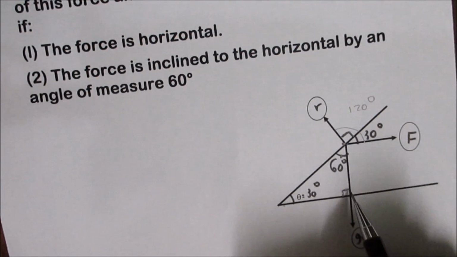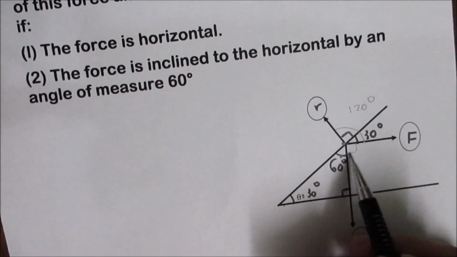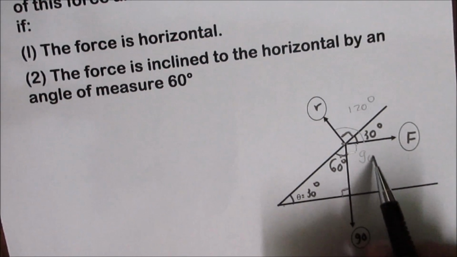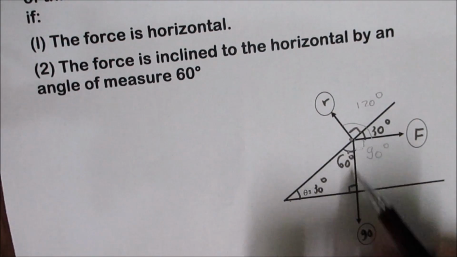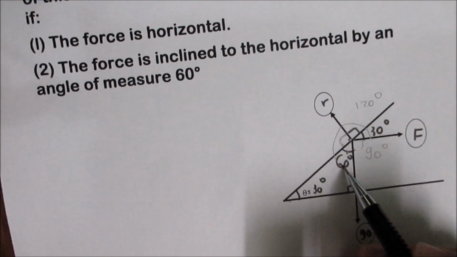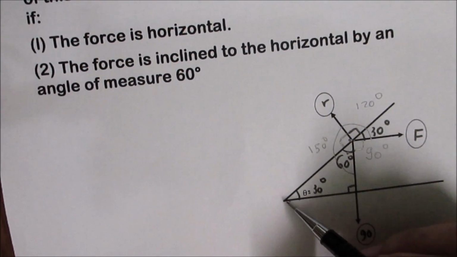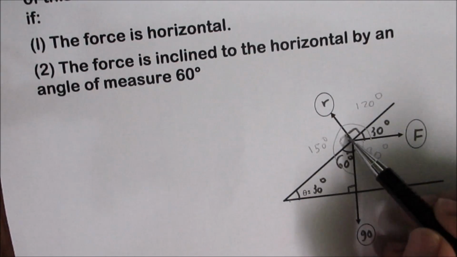The angle between the horizontal force and the vertical weight is a right angle, so here we have 90 degrees. The angle between the reaction of the plane and the vertical weight is this angle, which is 90 plus 60 to be 150 degrees. Since the plane is a smooth plane, the reaction of the plane is perpendicular to the plane.